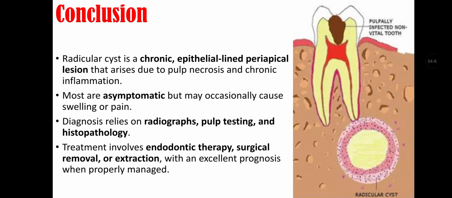Conclusion of this lecture video: Radicular cyst is a chronic epithelial-lined periapical lesion that arises due to pulp necrosis and chronic inflammation. Most are asymptomatic but may occasionally cause swelling or pain. Diagnosis relies on radiographs, pulp testing and histopathology. Treatment involves endodontic therapy, surgical removal, or extraction with an excellent prognosis when properly managed.